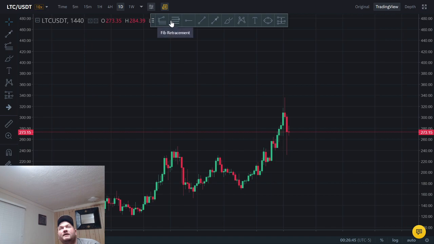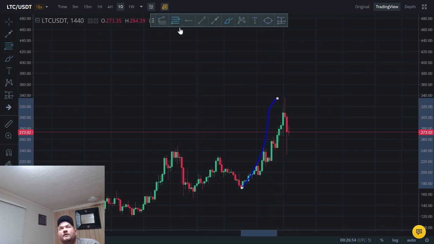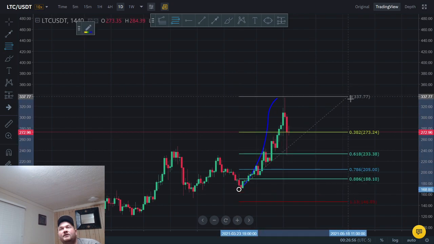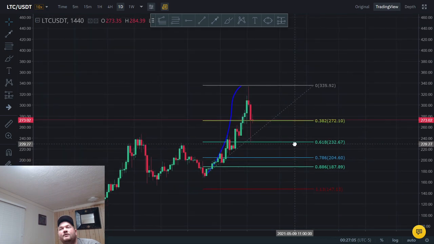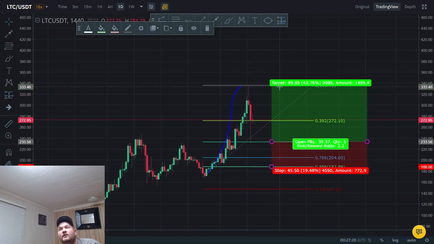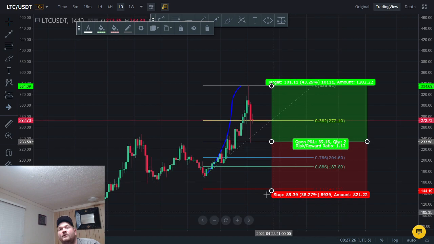So, the next trade, in my opinion, would be, if this is an impulse leg, the next opportunity to buy would be the 1618 extension right here. This right here would give anybody looking at this trade a minimum of a 1-to-1 risk reward.